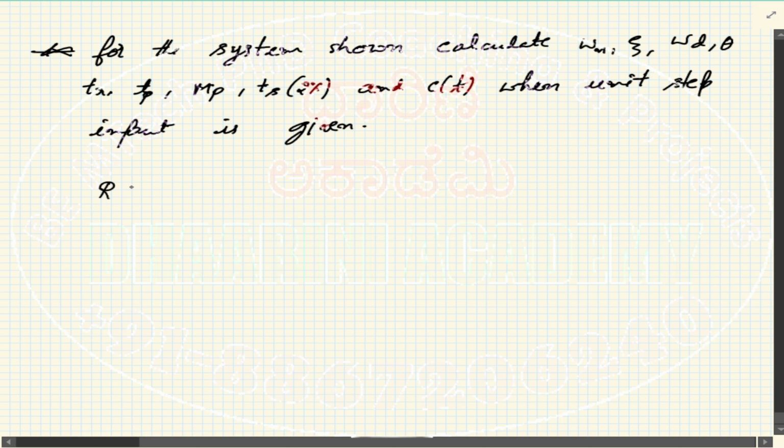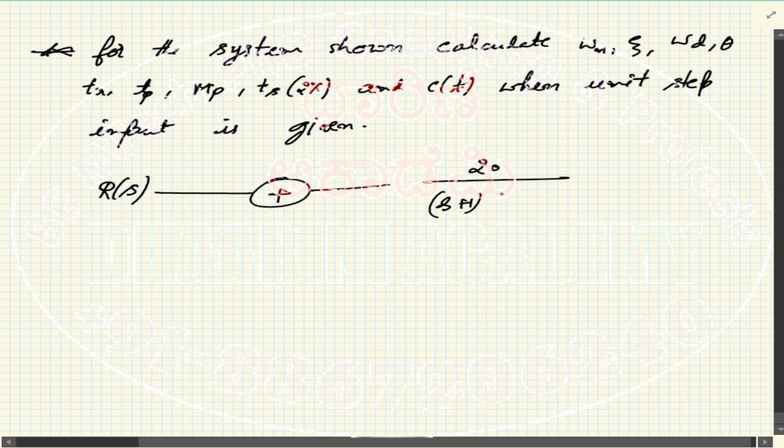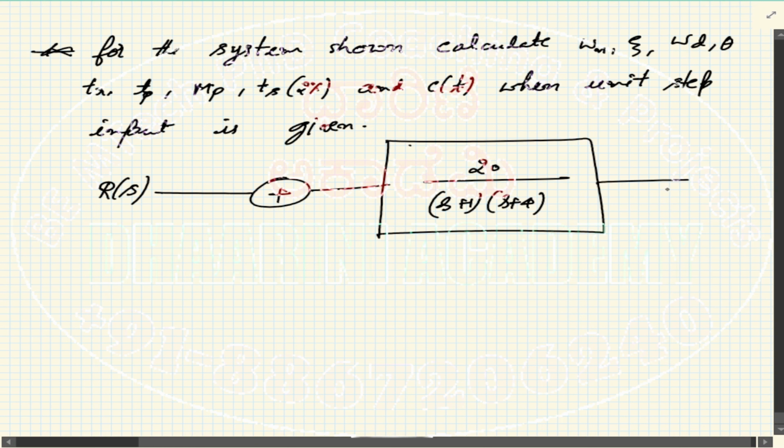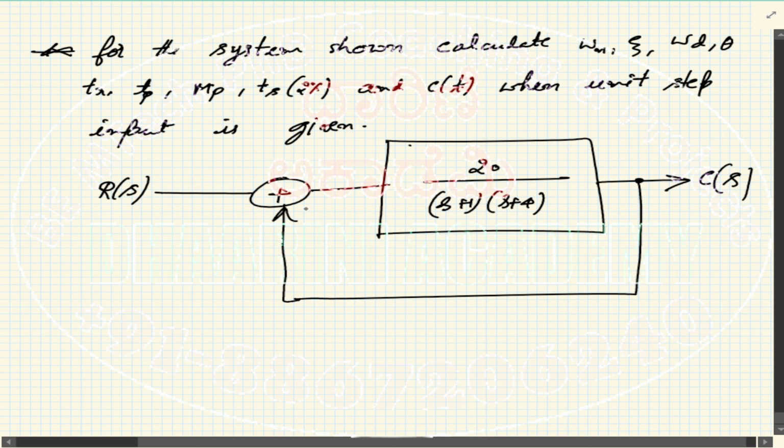So this is R of S. 20 divided by S plus 1, S plus 4 is the forward path. You get C of S as the output, and let's give a unity feedback, and the feedback is negative. So this is positive, this is negative.